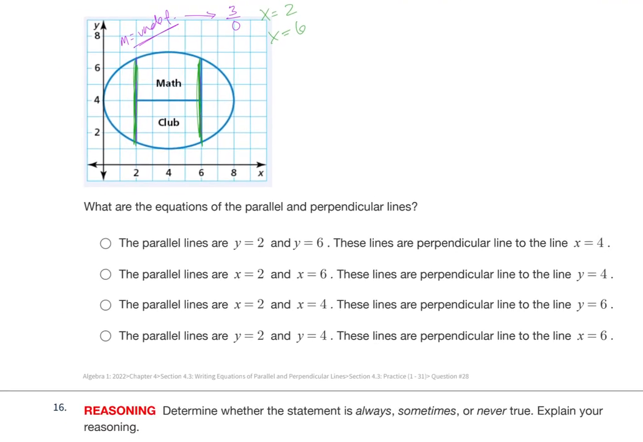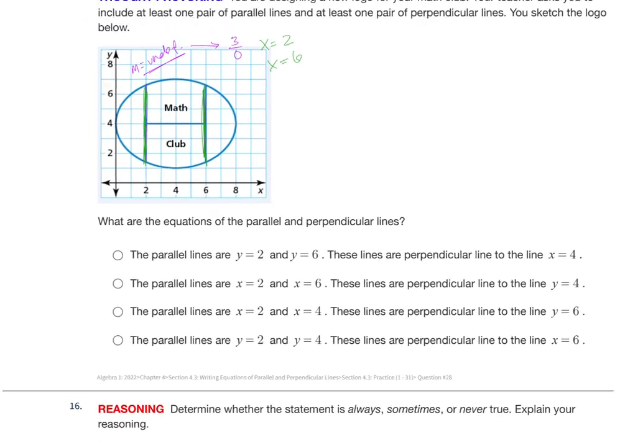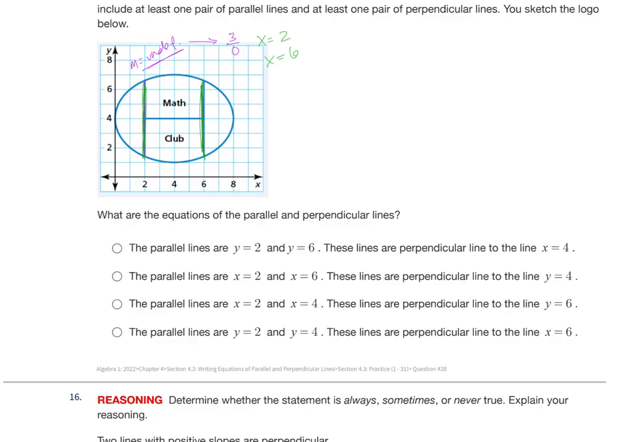Okay, so let's check that out. The parallel lines are x equals 2 and x equals 6. Okay, I like that. Oh, I see. We're not even thinking about the circle. The circle's just trying to throw you off. And then the lines that are perpendicular. So hold up, by the way. It's this one, because none of the others even have correct answers for the parallel lines.